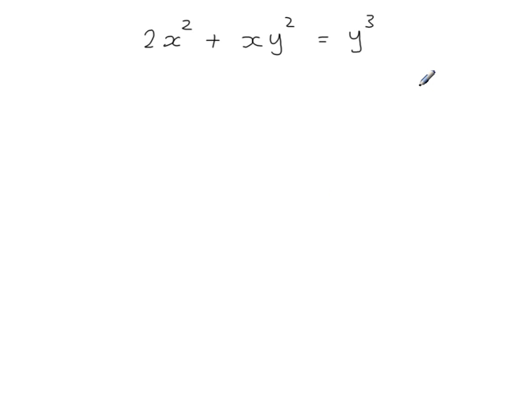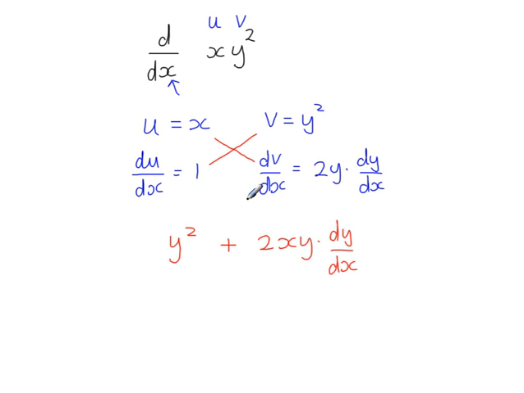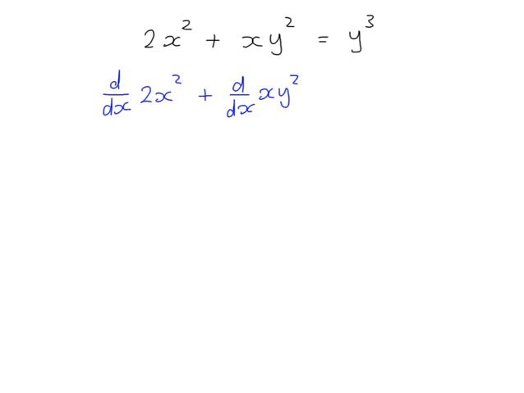Differentiating this implicit function with respect to x, so differentiating the first term with respect to x, differentiating the second term with respect to x, and differentiating xy squared, we've already done that here, so we'll just use the result here, and differentiating y cubed with respect to x.